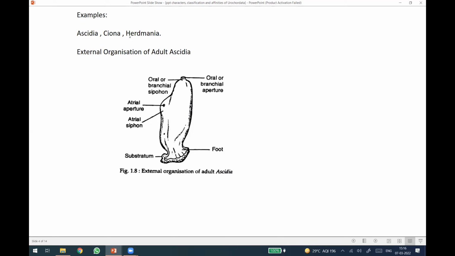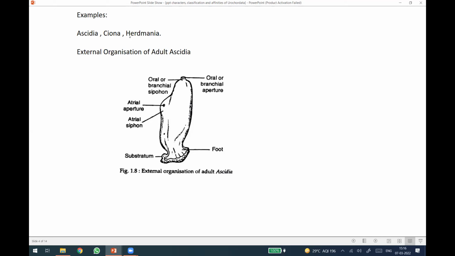The adults are sessile and attached to the substratum of the sea. They remain attached with the help of a foot to the sea surface or sea shore. The body is perforated by two main openings, the atrial aperture and the branchial aperture, which is the incurrent aperture.